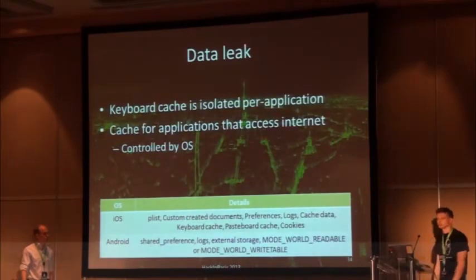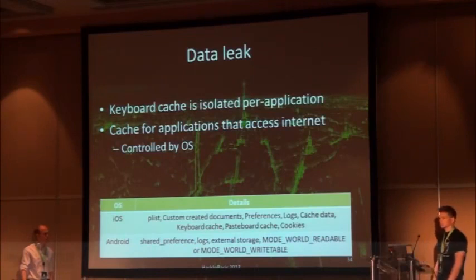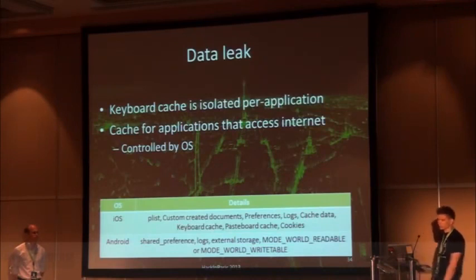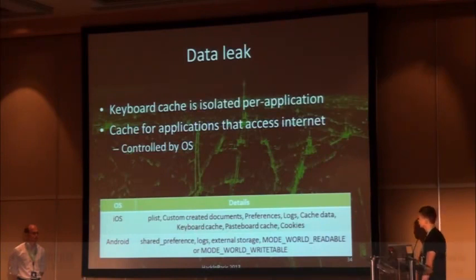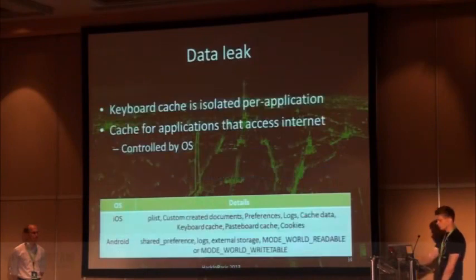As I already mentioned previously, data leakage is a big concern in mobile security. Applications may process or store sensitive data, and this data should not leak. We know many such examples on other platforms, but Windows Phone is more secure in this regard. For example, the keyboard cache is isolated per application. In other systems, the situation is worse. iOS and Android have more side channels for leaking information.